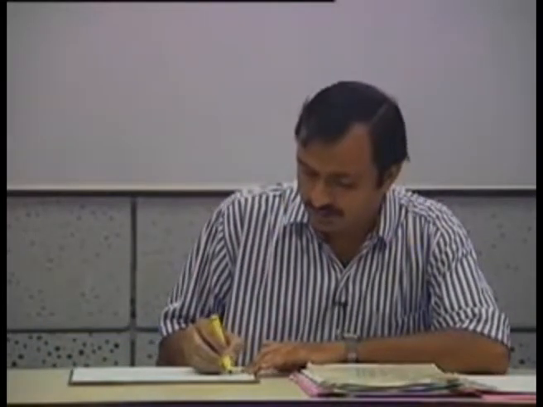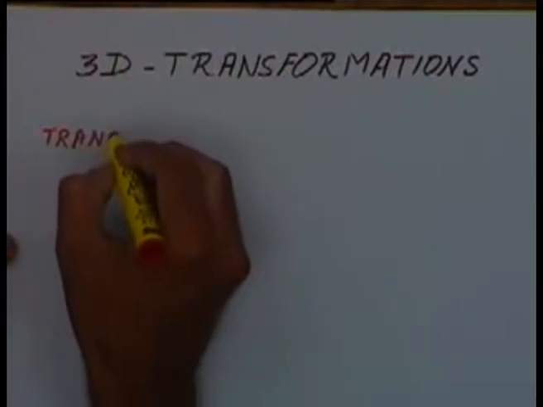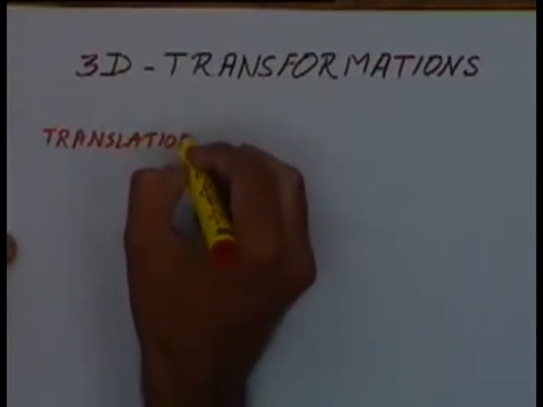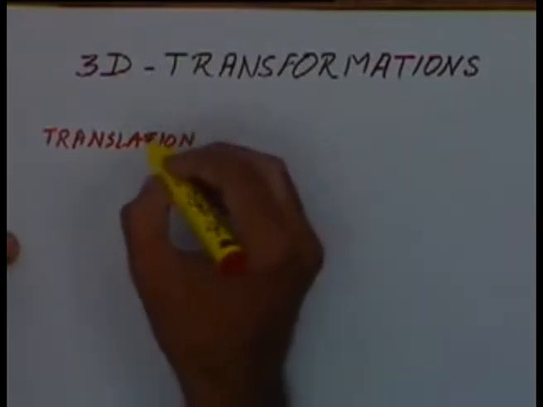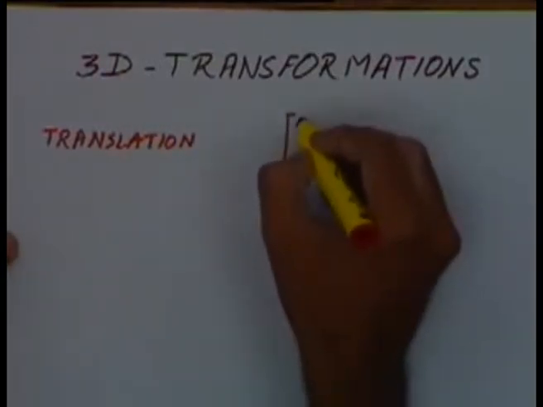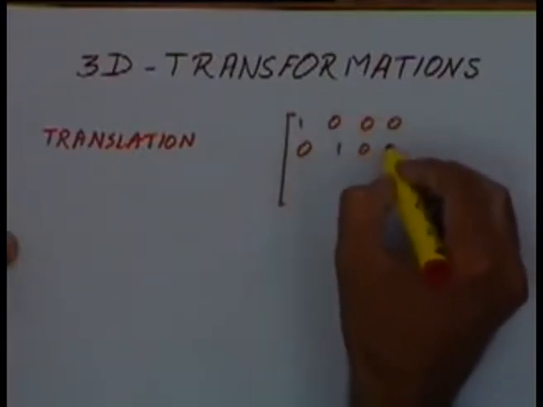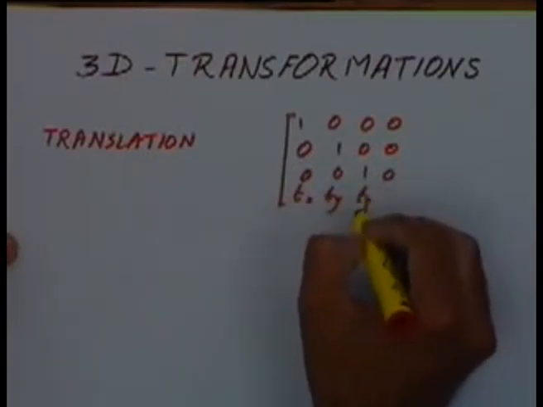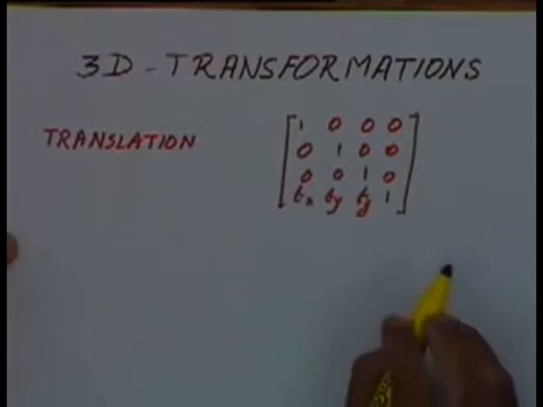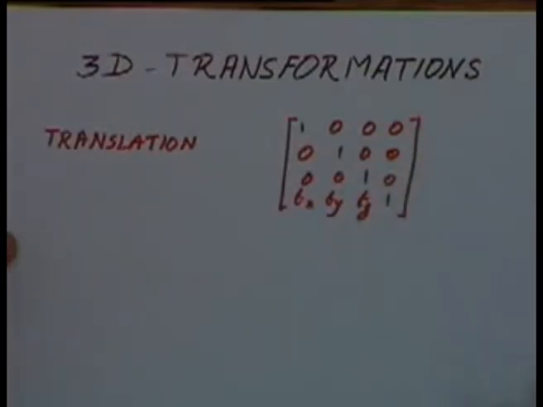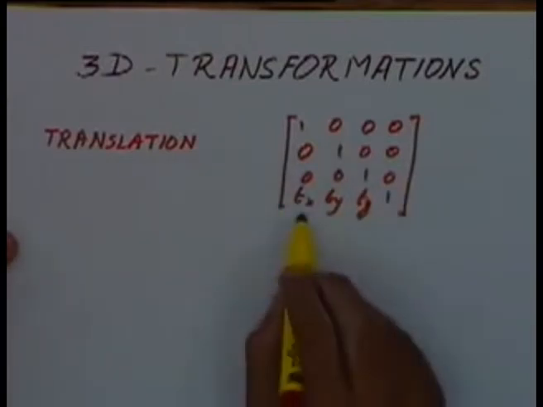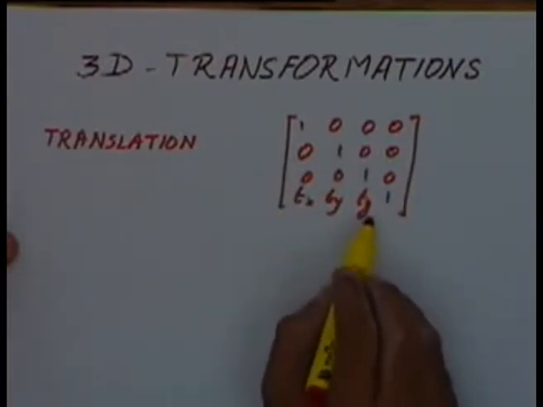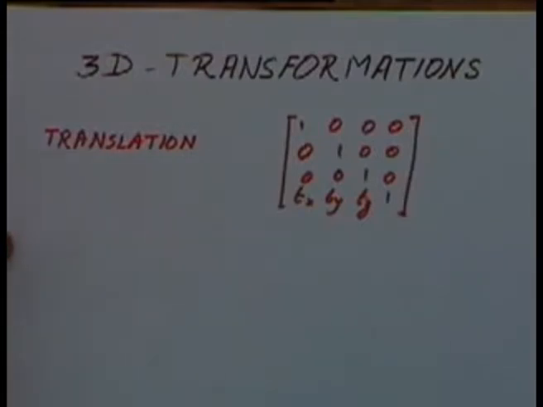3D transformations. In the last class we introduced the different standard transformations. The first was translation, and we said that translation can be captured by the transformation matrix, which looks like this. Okay, this is a 4x4 transformation matrix in homogeneous coordinates, which will translate a point by a vector tx, ty, tz.